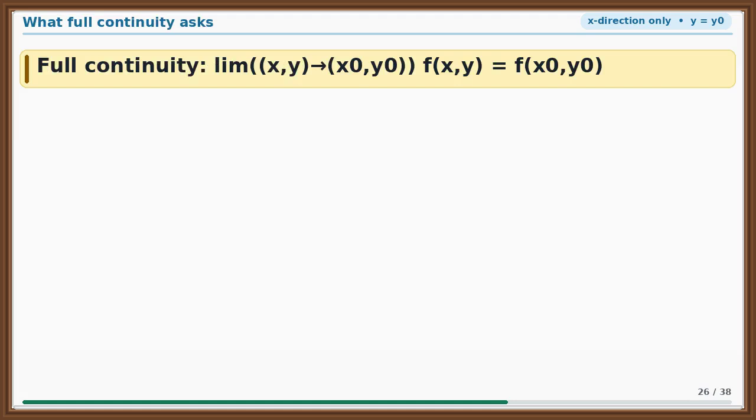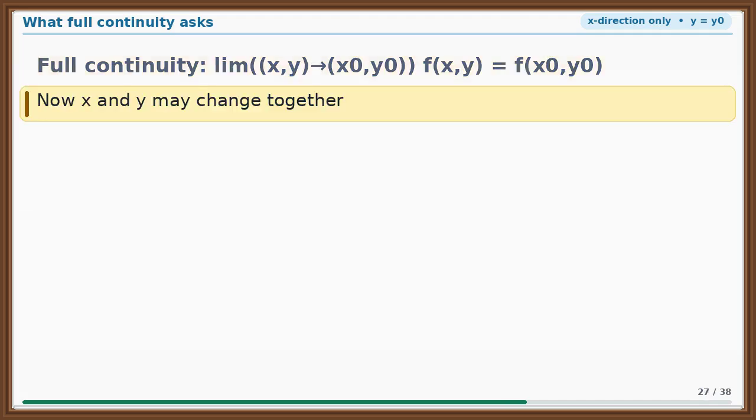The value f of x, y must approach f at p0 whenever the point x, y approaches p0, with no restriction on how it approaches. In the full limit, x may change, y may change, or both may change together. We can approach horizontally, vertically, diagonally, or along a curved path. Every sufficiently near point must cooperate.